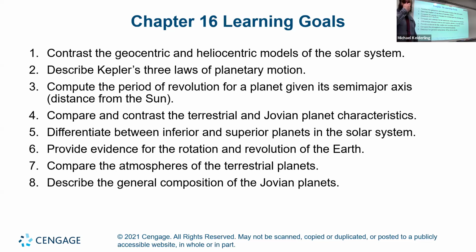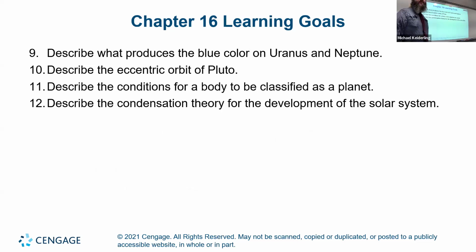We'll provide evidence for the rotation and revolution of the Earth. We'll compare the atmospheres of the terrestrial planets, and we'll describe the general composition of the terrestrial planets. We'll describe what color produces the blue color on Uranus and Neptune, and we'll describe the eccentric orbit of Pluto.